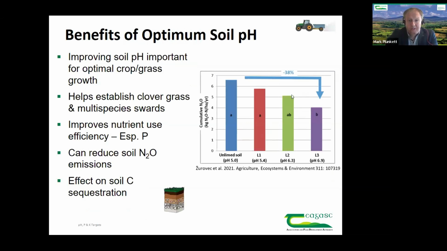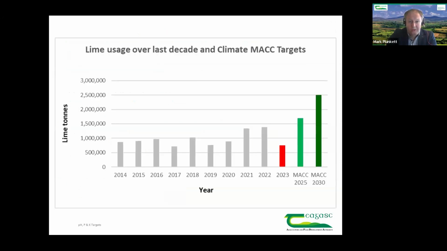Just to draw yourself to this graph here. This is some work from Johnstown Castle, and it shows the benefits of optimizing soil pH in terms of reducing emissions. You can see there that we can reduce our emissions by 38% by optimizing the pH. Where we maintain those higher pHs, somewhere between 6.5 and 6.8, we can reduce our nitrous oxide emissions by 38%. That is absolutely massive for a very low cost input that's the backbone of soil fertility in driving nutrient use efficiency.